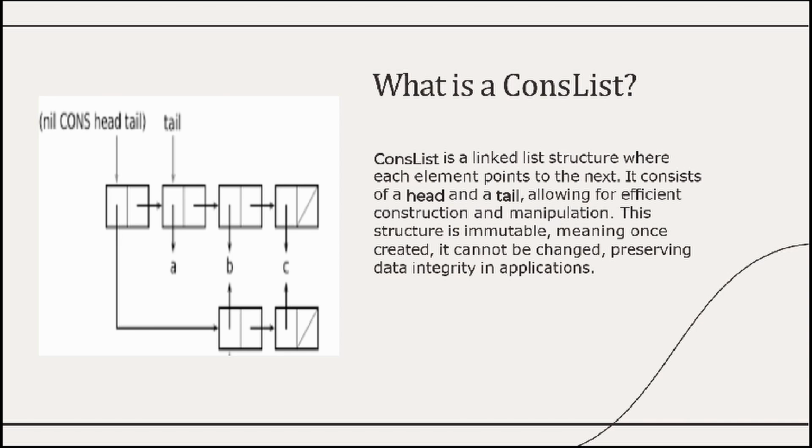Cons list is a linked list structure where each element points to the next. It consists of a head and a tail, allowing for efficient construction and manipulation. This structure is immutable, meaning once it's created, it cannot be changed, but it preserves the data of the previous one. We can see in the diagram, one head and another head. These both heads are attached by the tails.